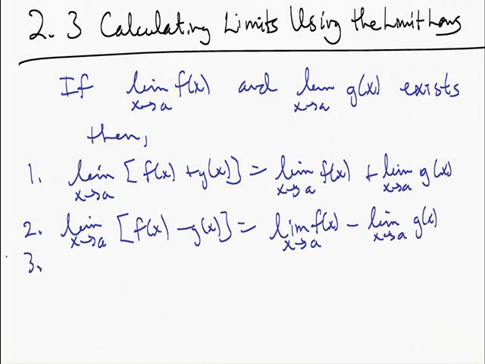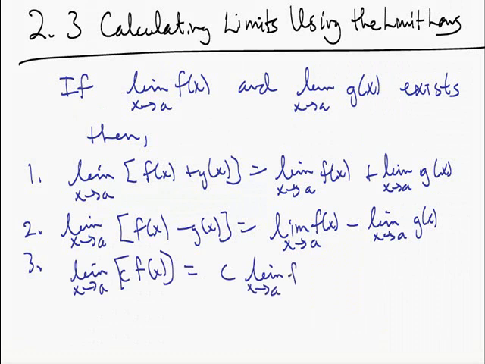The third rule says that if we have the limit as x approaches a of some constant c times our function, well, then we can move that constant out front. It's the constant times the limit as x approaches a of f of x. So the limit of a constant times a function is the same as the constant times the limit of the function. Two more to go on this first set of 5 limit laws.